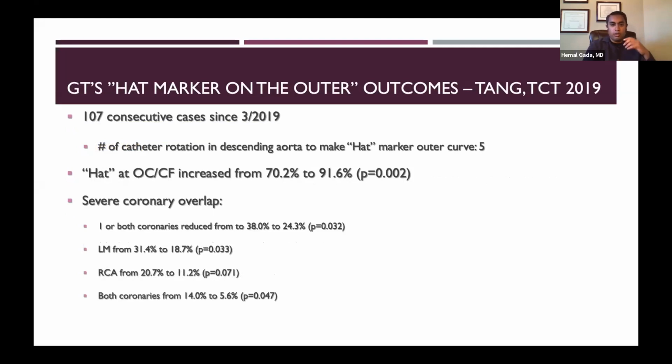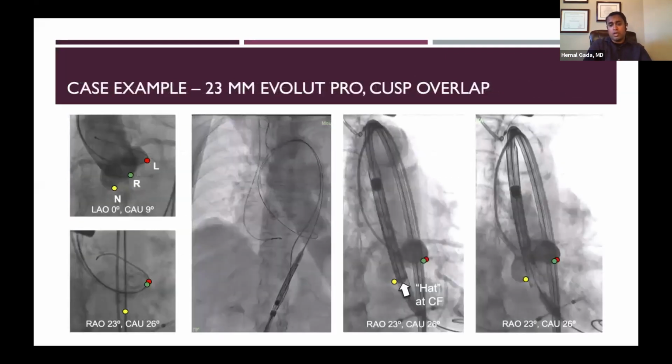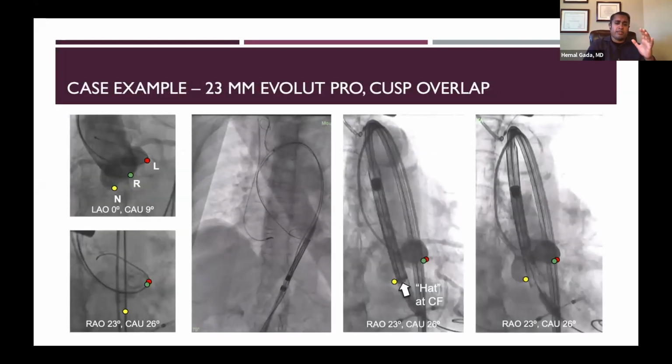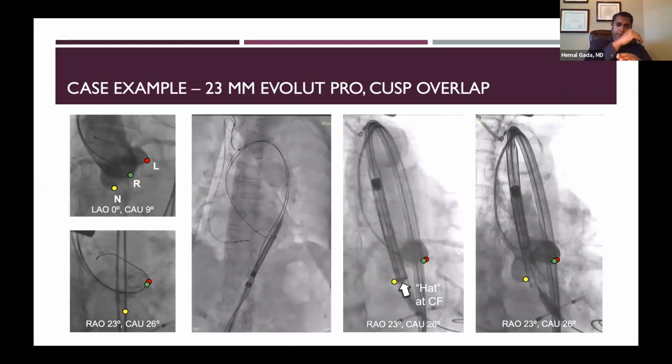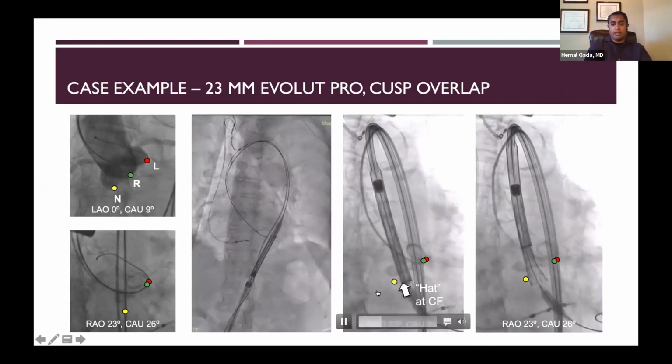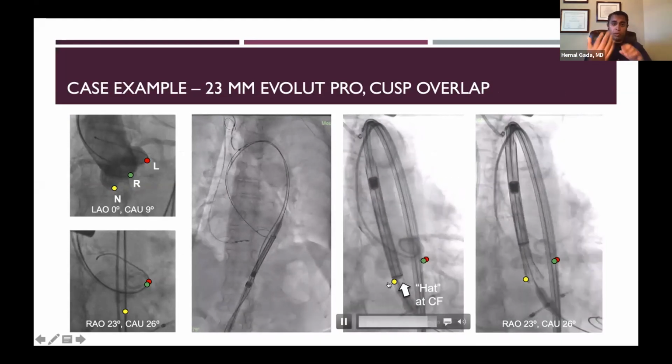Looking at the outcomes here, when you create that hat marker on the outer curvature by shifting the flush ports away from you with the EVOLUT system, you reduce the incidence of this overlap. Again, showing a case here where he's going along the outer curvature, trying to get that hat marker to fit the outer curvature. This is in a cusp overlap view where the hat marker is in center front.